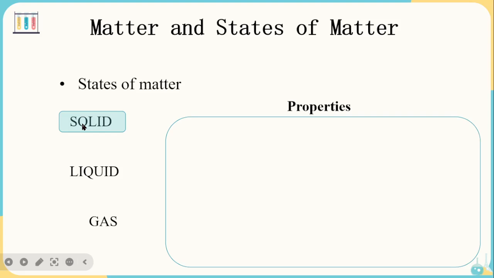So, solid. What are the properties that make it different from liquid and gas? Property number one, it has a definite shape. The shape is defined, you won't change the shape of a solid. That's what makes it different from the others. And the next one, it has a definite volume. The space it occupies is definite. It can't change, you see?